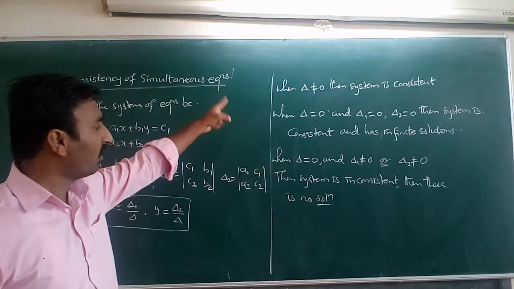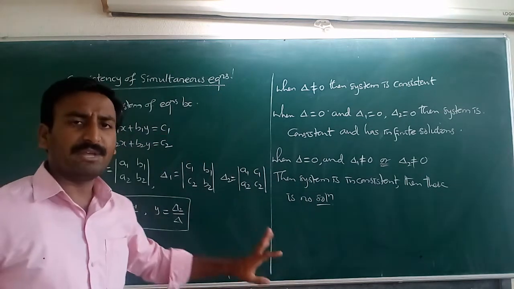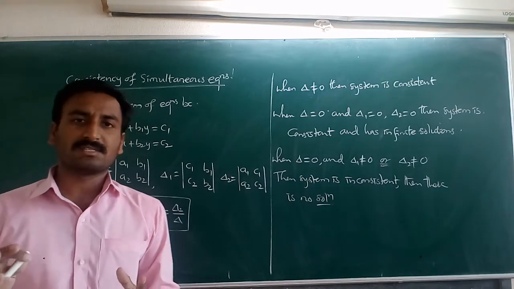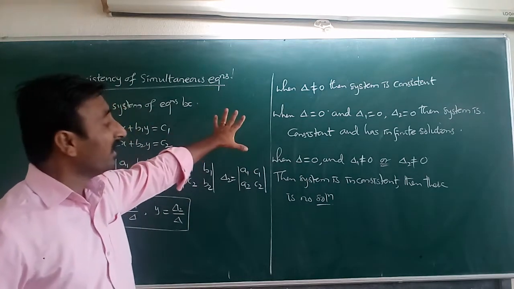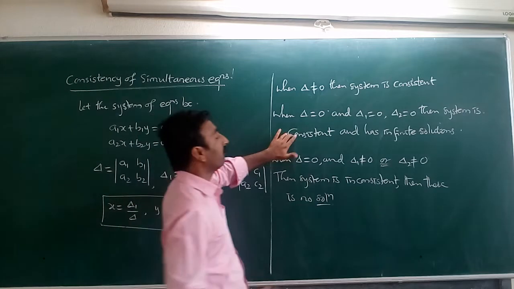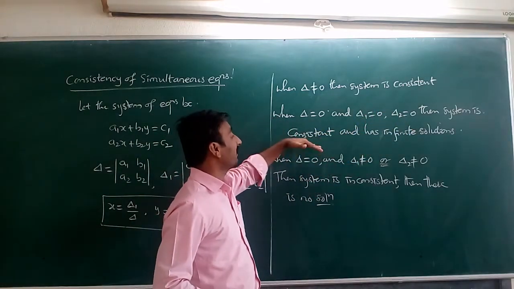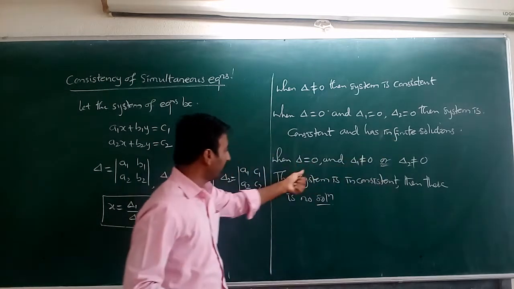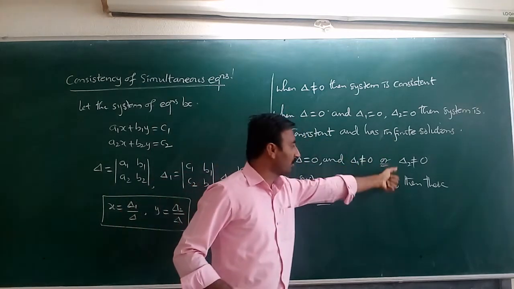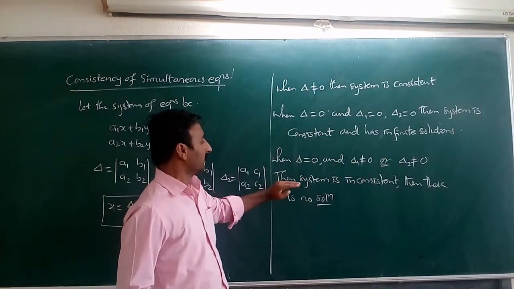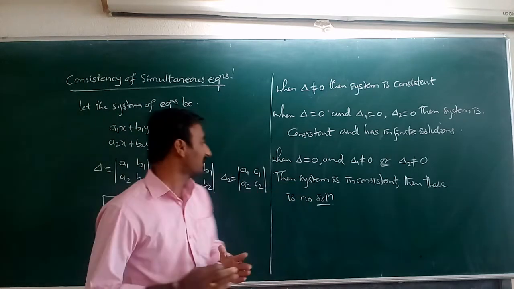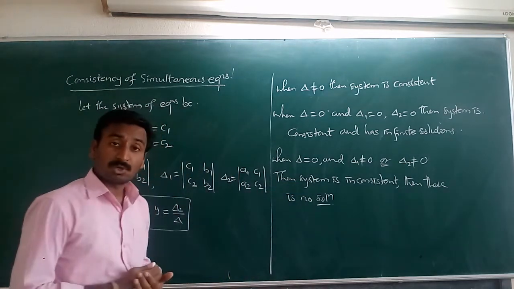One is delta not equal to 0. Obviously, you can say simply it is consistent. Delta is 0 makes you consider two important things. When delta 1 and delta 2 are both zero, then it is consistent and they have infinite solutions. When delta is 0 and any one of delta 1 or delta 2 is non-zero, then you can say it is inconsistent and there is no solution.